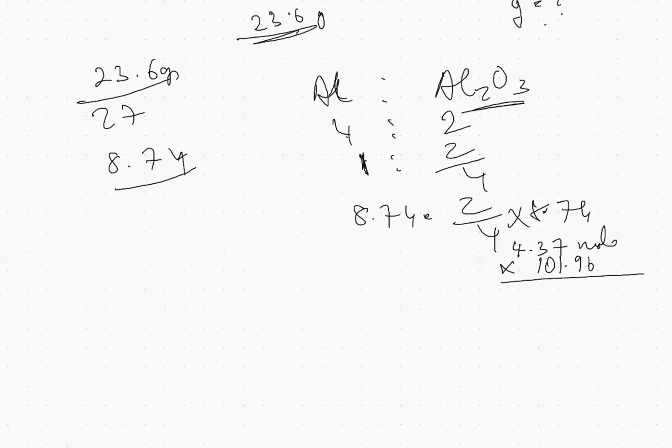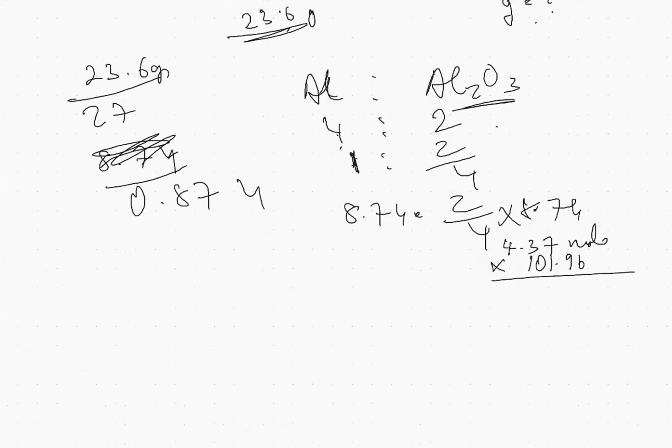So aluminum, 4 would give 2, 1 would be 2 divided by 4, which is half. Is 8.74 right? No, this number is wrong. I'm sorry, everybody. 23.6 divided by 27 can't be that. It is 0.87. Okay, so erase it. It's wrong, it's 0.874, the point is there.